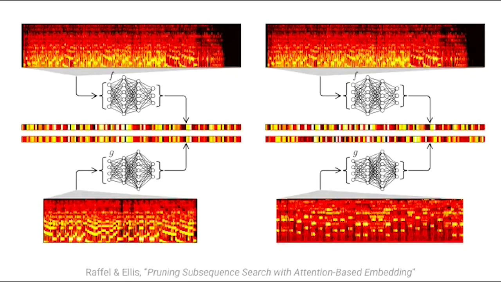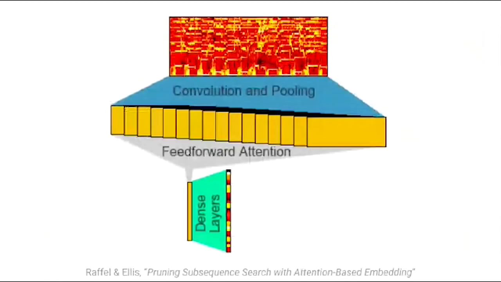So here's an example. On the left, we have spectrograms for two recordings of the same song, and we pass them both through our model, and we want the embedding shown in the middle to be similar because they're the same song. And on the right, we have two different songs, and we want their embeddings to be different. For this network, we're just going to take the input spectrogram, process it with a few convolutional layers, and then feed it through an attention mechanism to get a single vector for the entire sequence. Then we pass that vector through a few dense layers to get our embedding for the song.